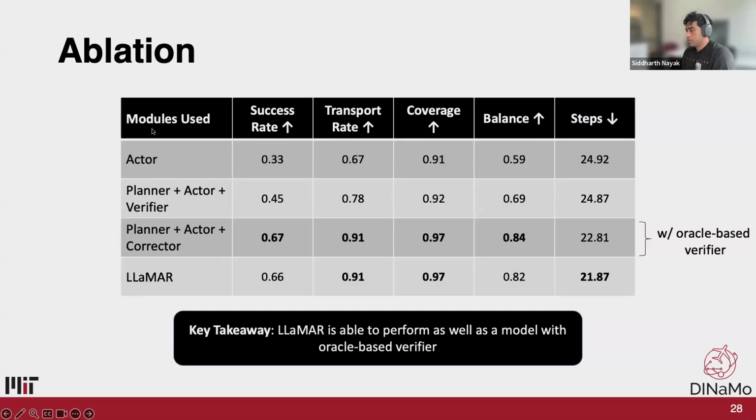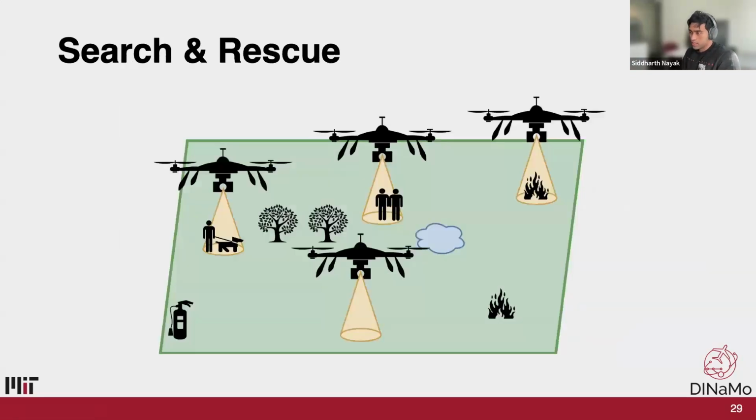Here's a table of comparisons where we activate different modules. The four different modules that I talked about are the actor, planner, verifier, and corrector. As you can see here, LLaMAR, which is activating all four modules, is quite close to having planner plus actor plus corrector. The thing to note here is that this planner plus actor plus corrector has an oracle-based verifier, which means that LLaMAR is able to get similar verification as compared to an oracle-based verification. So the language models are able to do well in this kind of self-verification process.